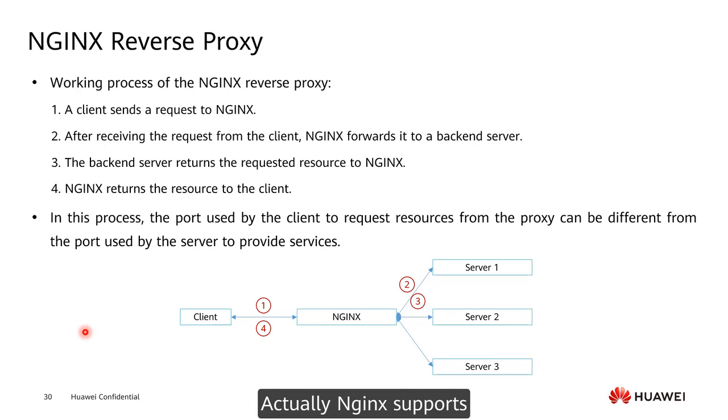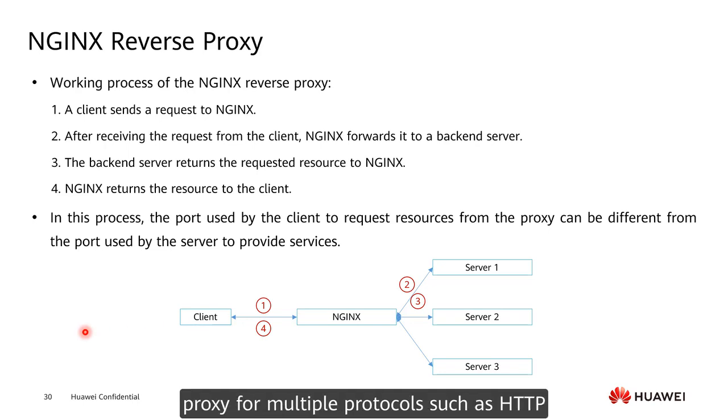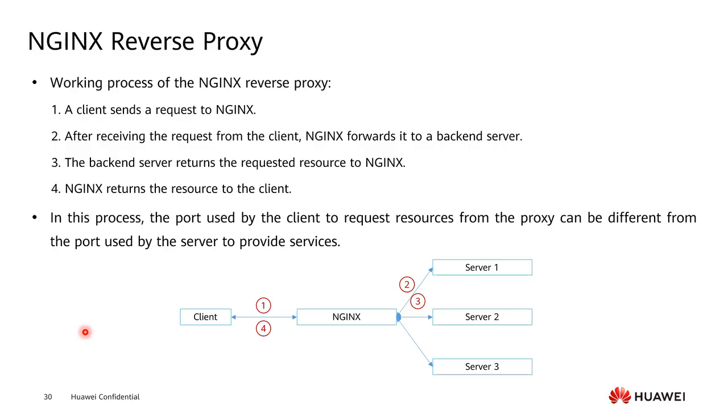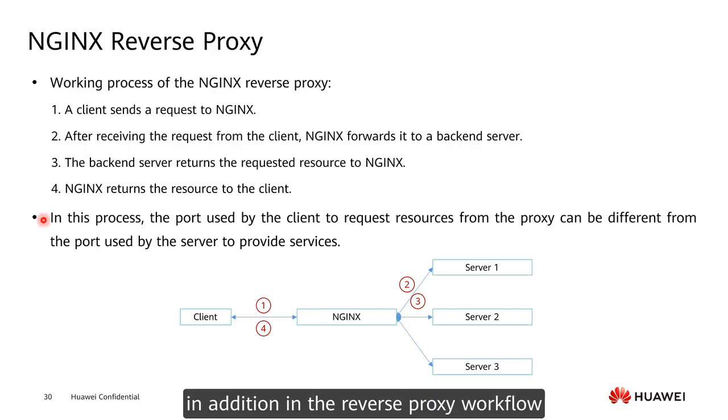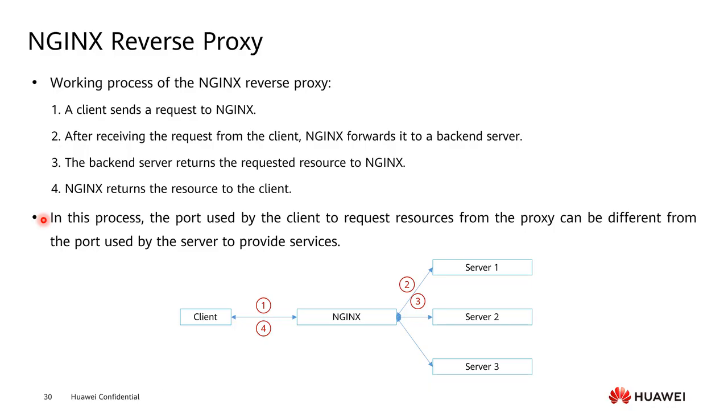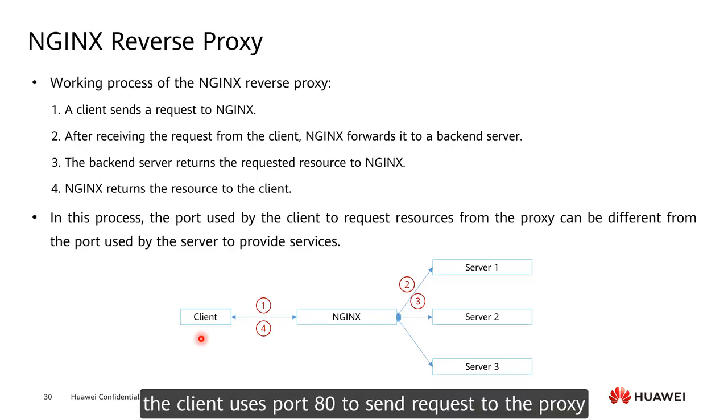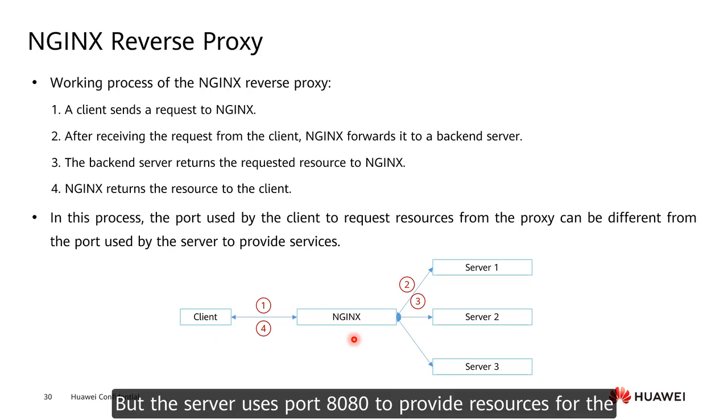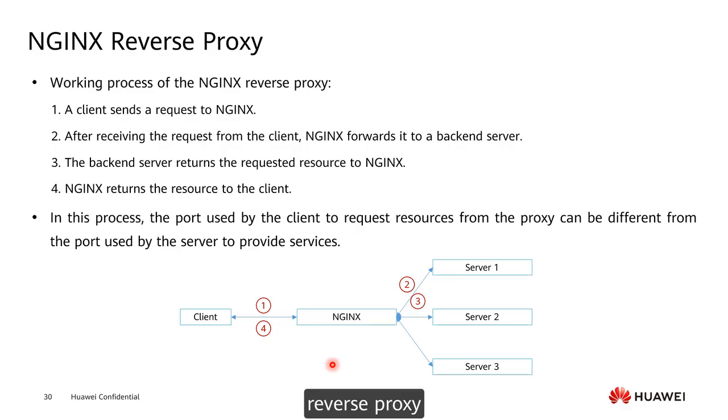Actually, Nginx supports proxy for multiple protocols, such as HTTP, HTTPS, and TCP. In addition, in the reverse proxy workflow, the port used by the client to request the resources from the proxy can be different from the port used by the server to provide services. For example, the client uses port 80 to send requests to the proxy, but the server uses port 8080 to provide resources for the reverse proxy.